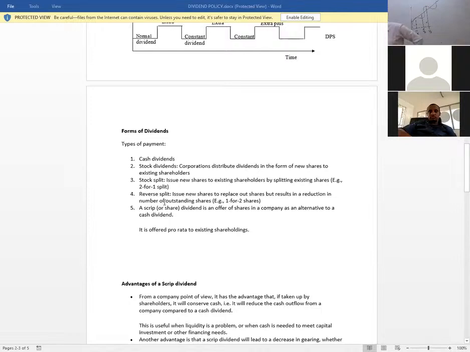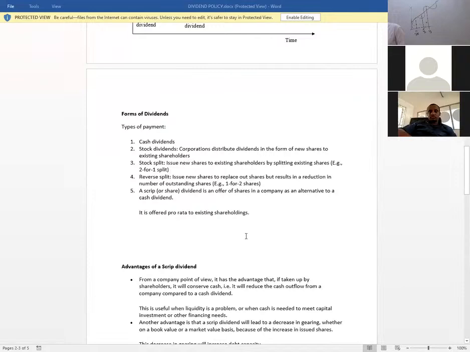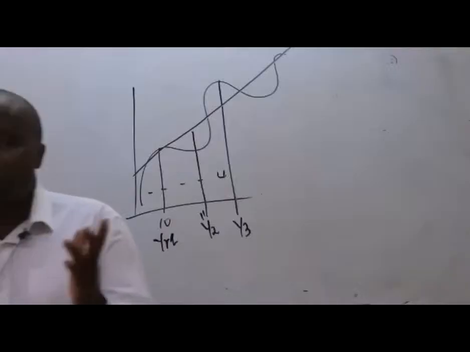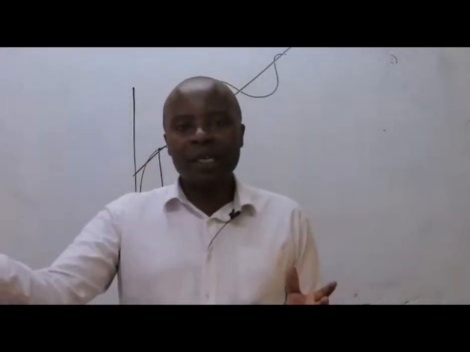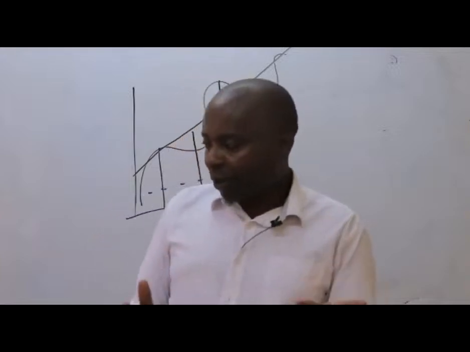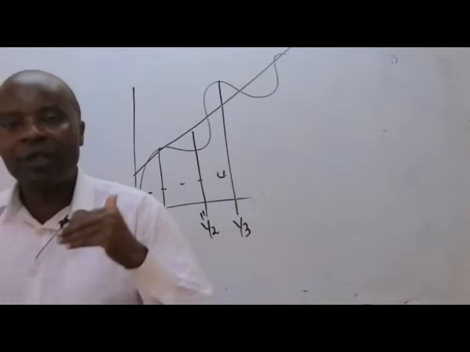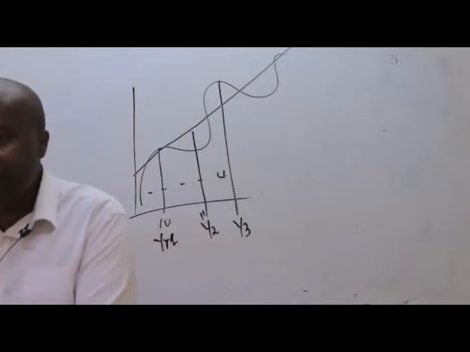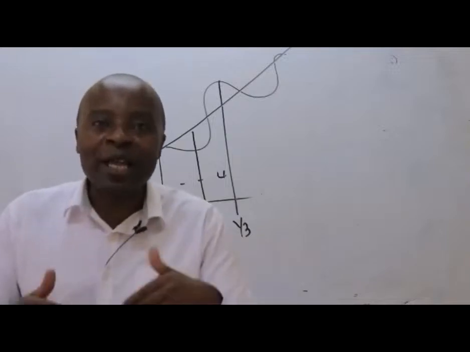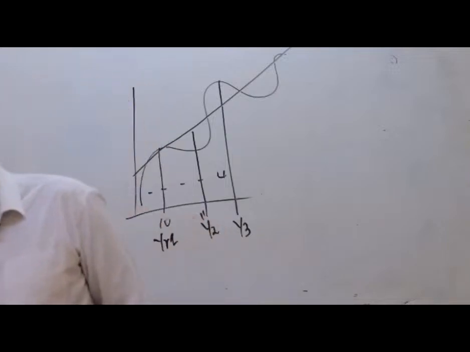You need to know that a scrip or share dividend is an offer of shares, just like the stock dividends. So if somebody asks you what is a scrip dividend, it's an offer of shares in a company as an alternative to cash dividend. Under scrip mode, we are giving you two options: either you take a cash dividend, or you take shares. So we're giving you an alternative. Very important. But all in all, you're giving out shares, because you want people to take up shares since you may not be having the money.